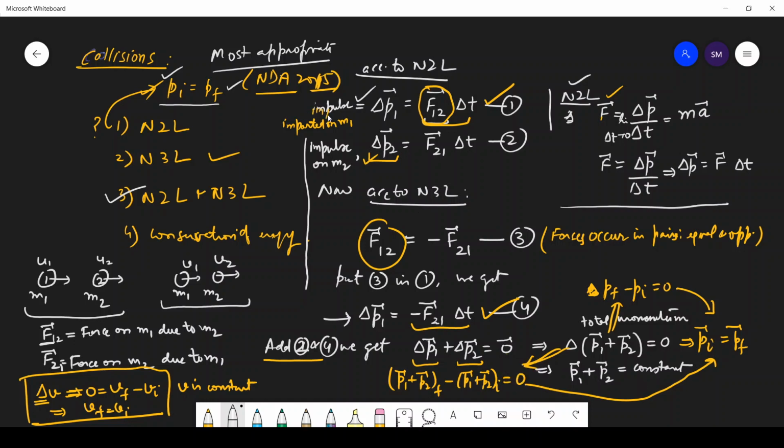Students, there is a correction over here. It's the impulse imparted on M1. This delta P1 is the impulse imparted on M1, and this is the impulse imparted on M2. Please correct it. Delta P1 is the impulse imparted on M1, or you can say impulse on M1 due to M2. And this is the impulse imparted on M2 by M1 or due to M1.